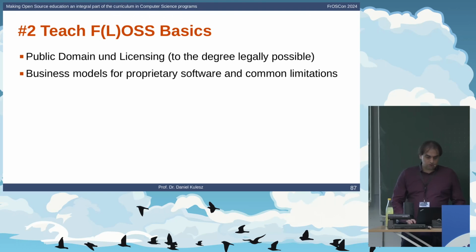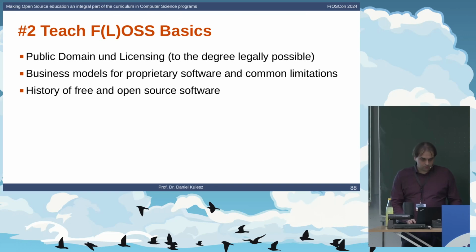Also, business models. How do business models for proprietary software work? What are common limitations? What's the model by which proprietary software vendors try to make money? What kind of things like limiting the users or the installations or whatever? What are the concepts that they follow there? How did free and open source software actually come into existence?